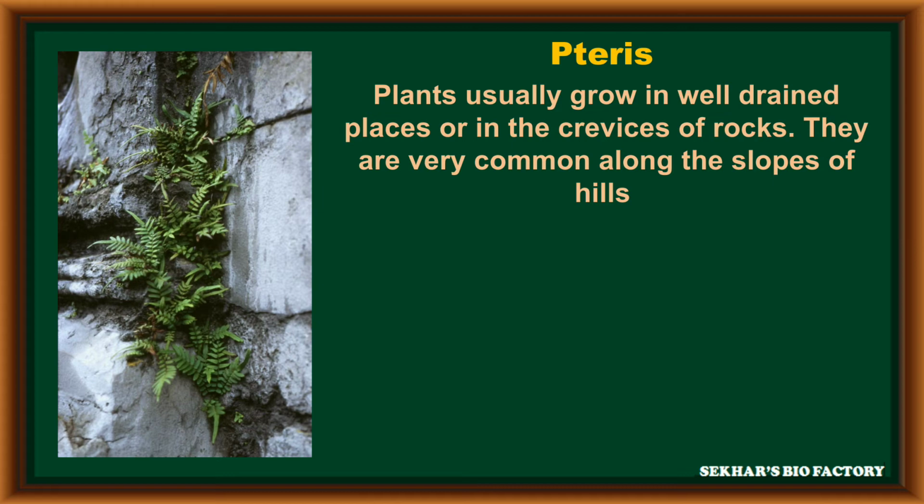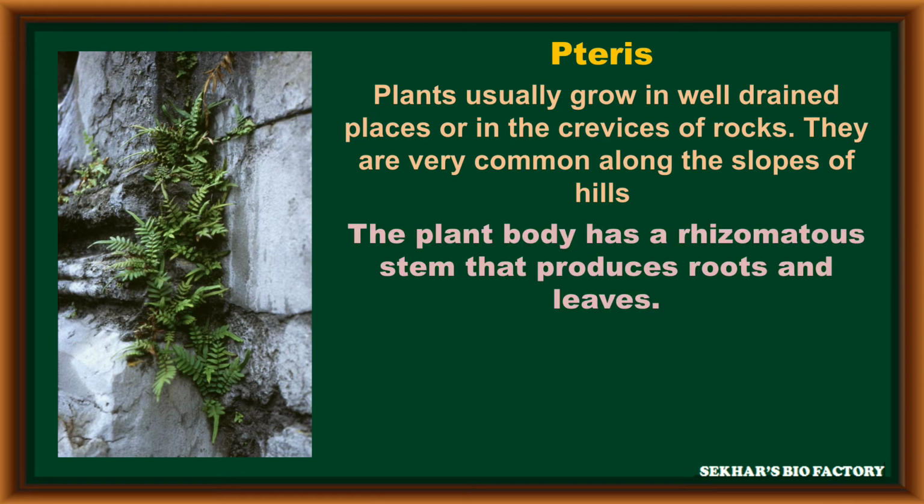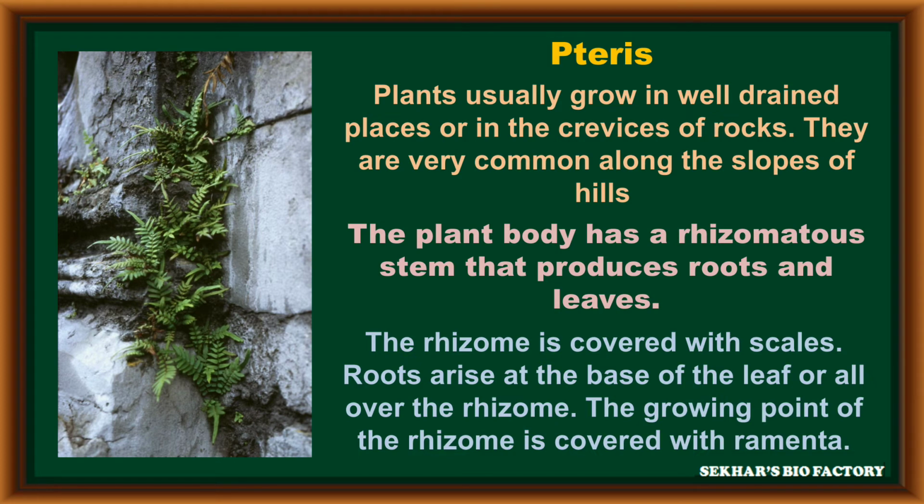The next example, Pteris. The plants usually grow in well-drained places or among rocks. They are very common along the slopes of hill areas. The plant body has a rhizomatous stem that produces roots and leaves. The rhizome is covered with scaly leaves, and roots are arranged at the base of the leaf or all over the rhizome structure. The growing part of the rhizome is covered with ramenta.